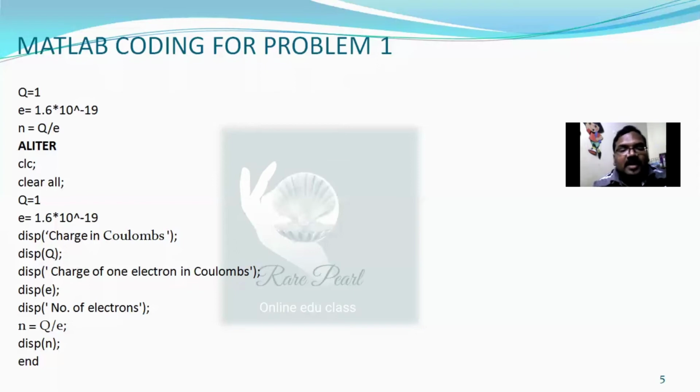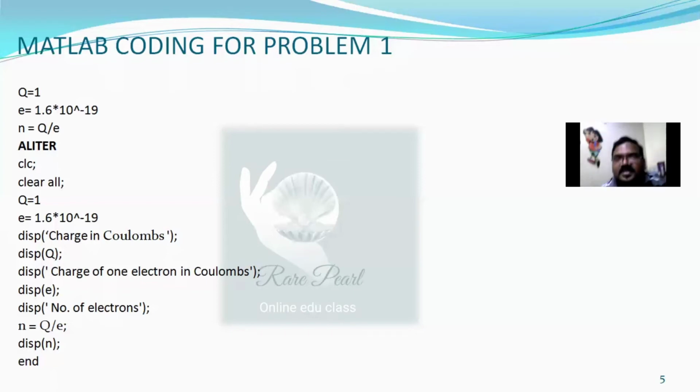And next, display number of electrons. It is going to print the number of electrons, and then we have to include here the formula n is equal to q by e. Then only you display the value of n, and end. So this is another way of writing MATLAB coding. Hope you understood.